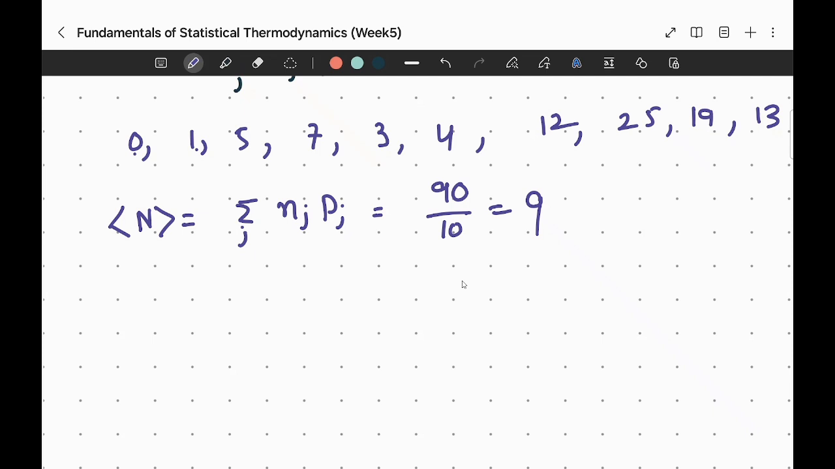But now, after calculating the average, you have to calculate the standard deviation. Have you studied standard deviation?